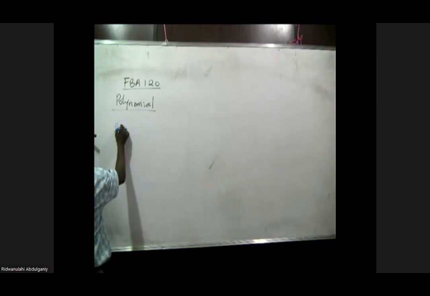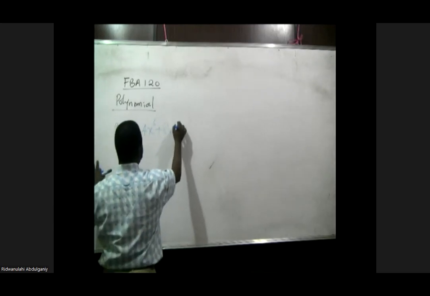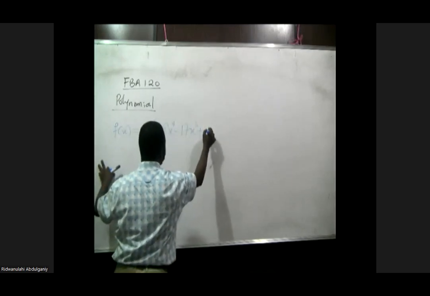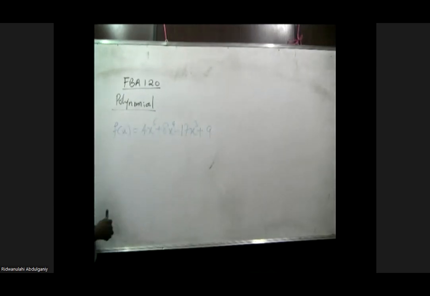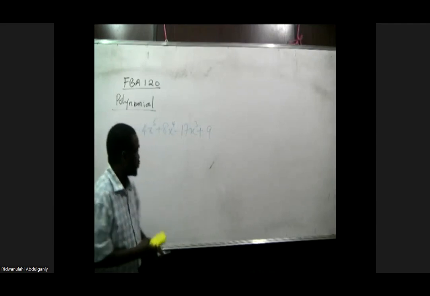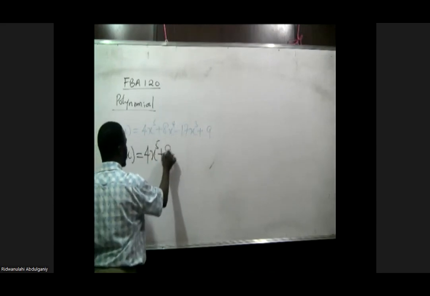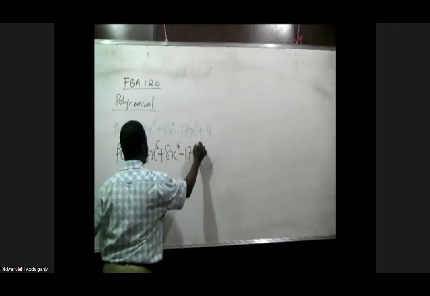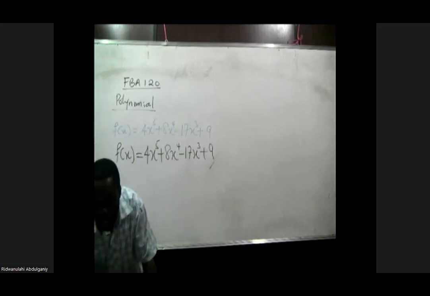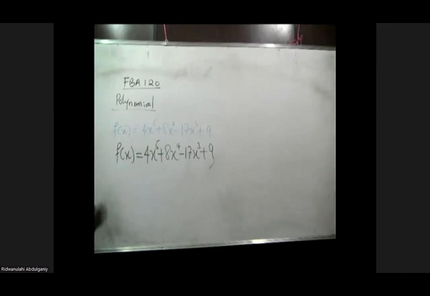I have f of x equals 4x raised to power 5 plus 8x raised to power 4 minus 17x cubed plus 9, for instance. What is the degree of this polynomial? Okay, I should use black marker. Let me write. f of x equals 4x raised to power 5 plus 8x raised to power 4 minus 17x raised to power 3 plus 9. What is the degree of this polynomial? 5, thank you. Abiola, thank you. Godwin, thank you. A lot of people get that one right. So that means that learning has taken place from the last class.